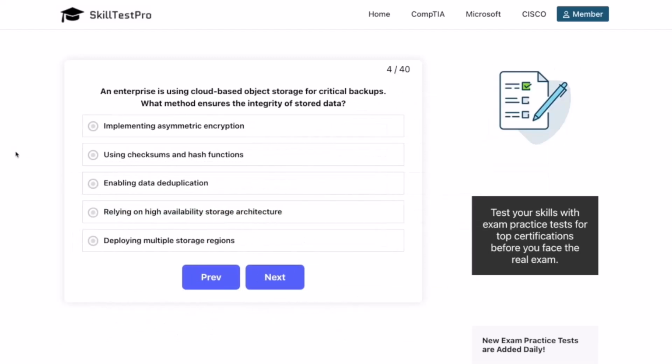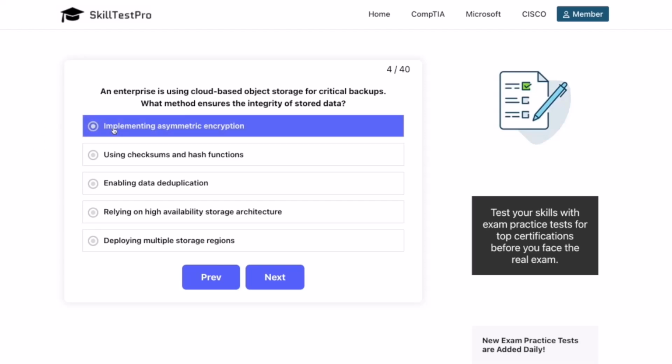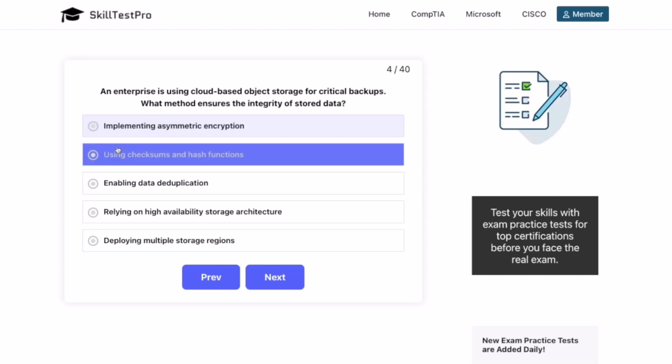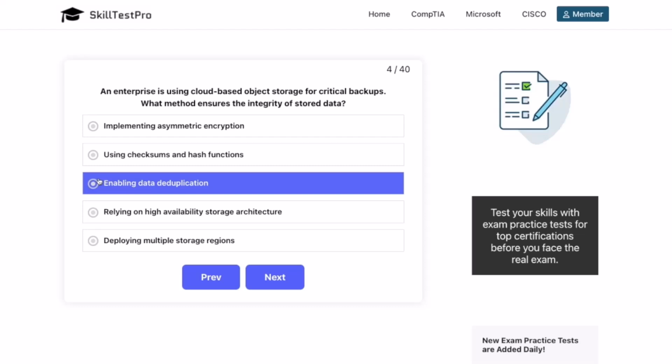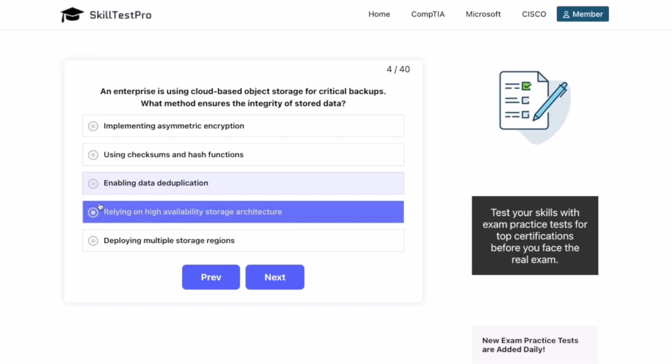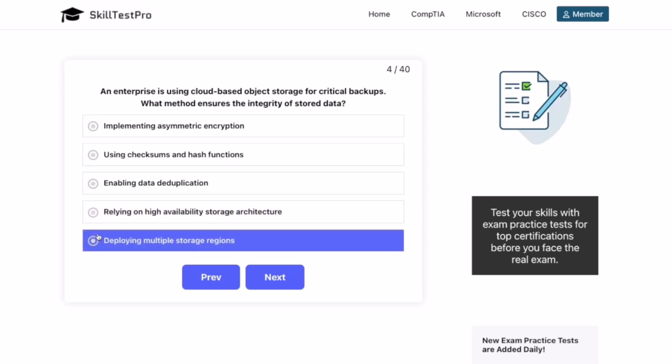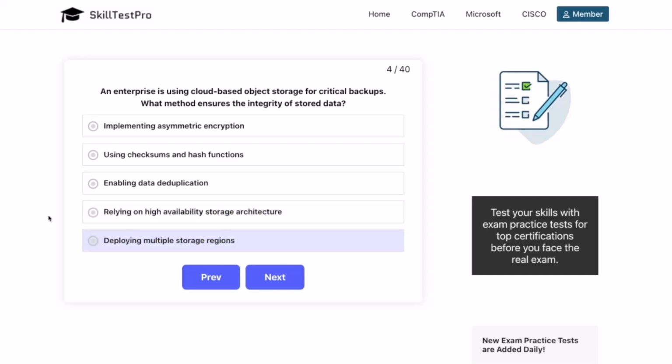All right, question 4. An enterprise is using cloud-based object storage for critical backups. What method ensures the integrity of stored data? Implementing asymmetric encryption? Using checksums and hash functions? Enabling data deduplication? Relying on high availability storage architecture? Or deploying multiple storage regions?